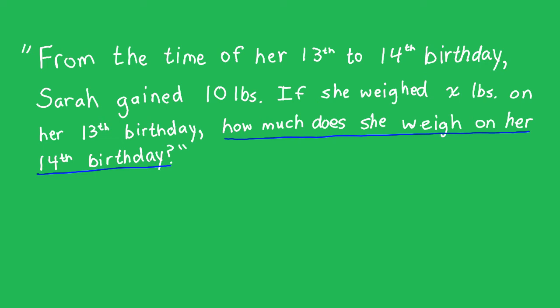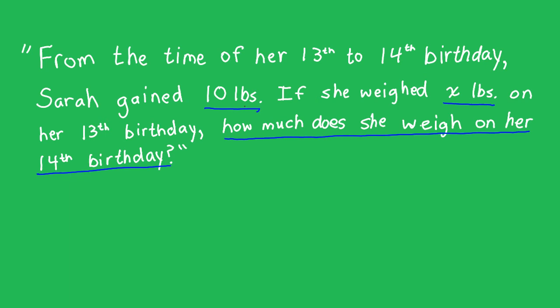In this problem, her weight changes with time from her 13th birthday to her 14th birthday, and we know how much she weighed on her 13th birthday, and we know how much she gained in between her 13th and 14th birthday. So we should be able to write an expression for her weight when she turns 14. So we see her weight on her 13th birthday was x pounds, they tell us. x there being the variable to represent the number of pounds she weighed when she turned 13. And in between her two birthdays, she gained 10 pounds.